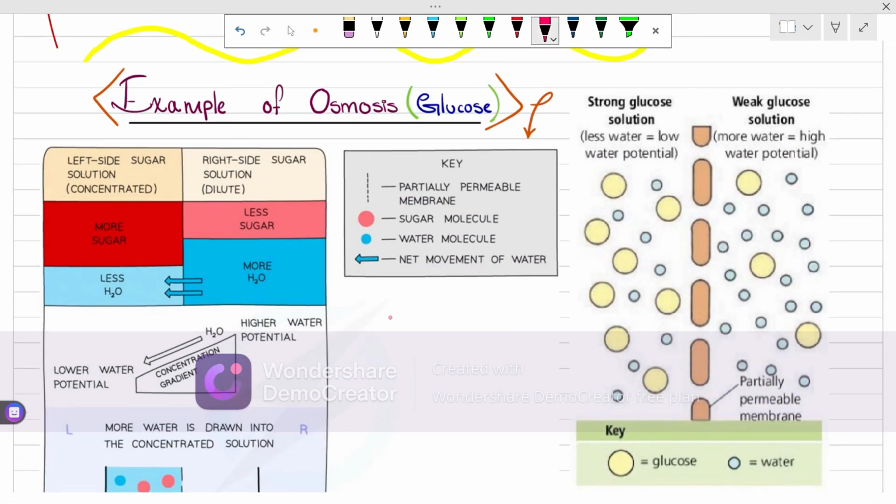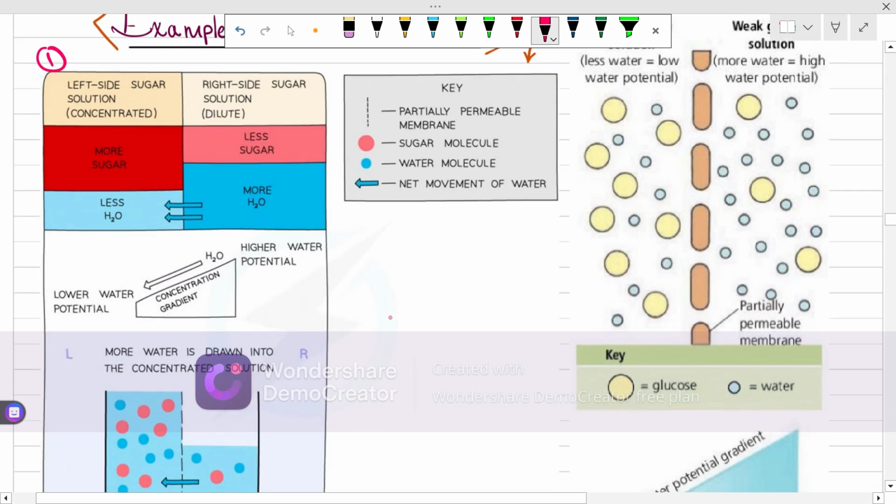This is an example of osmosis for glucose. There are two examples. Let's understand this one first, then the other one. On the left side, we have a sugar solution. This is concentrated. Concentrated means we have more solute particles, so more sugar and less water. The right side is a dilute sugar solution. Dilute means fewer solute particles and more water particles.